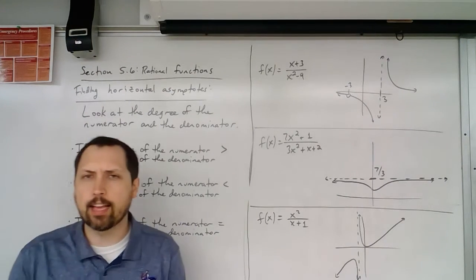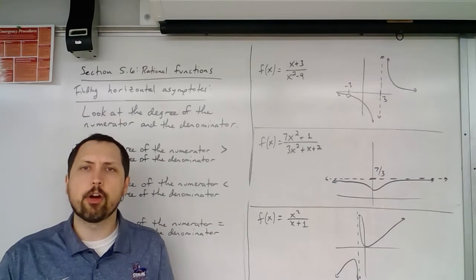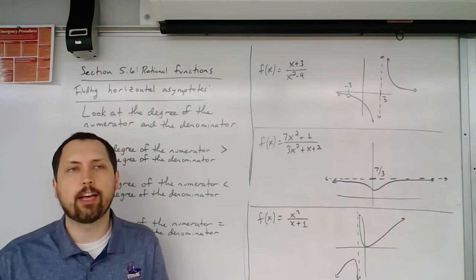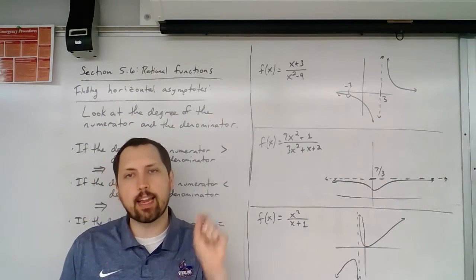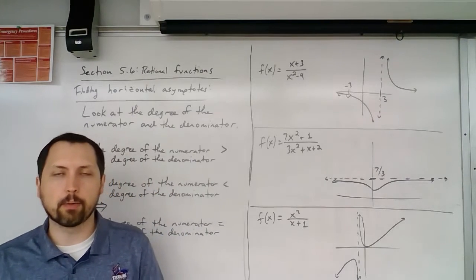So we talked about vertical asymptotes and how that's where the denominator equals 0 after factoring and canceling. We talked about holes. That's going to be x values where the denominator equals 0 in the beginning of the function, but then after canceling, we can now plug that in and we're not dividing by 0 anymore.